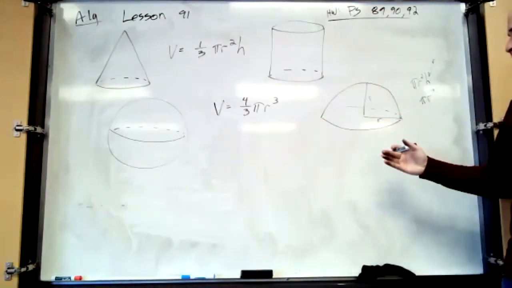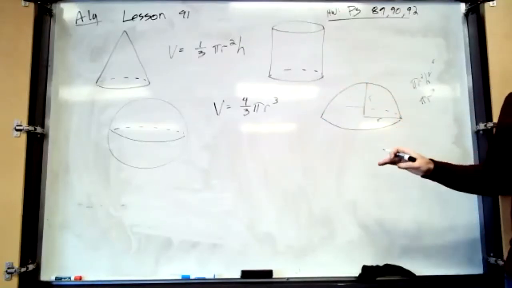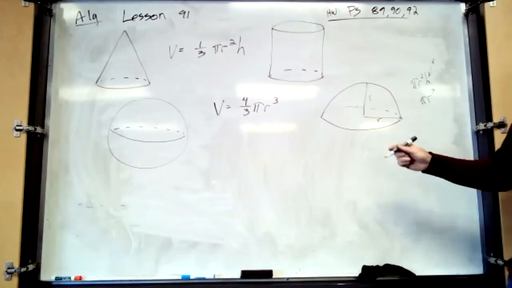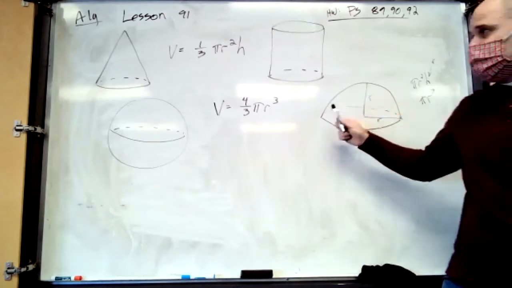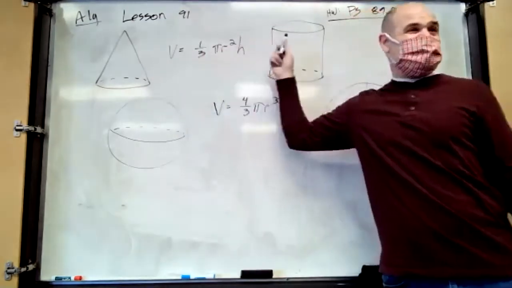Or a sphere, or in between a cone and a cylinder. So it's a chubby cone. A cone is 1/3 pi r squared h. So the hemisphere is going to be 2/3 pi r squared h. Okay, so see how this is like halfway between a cone and a cylinder?